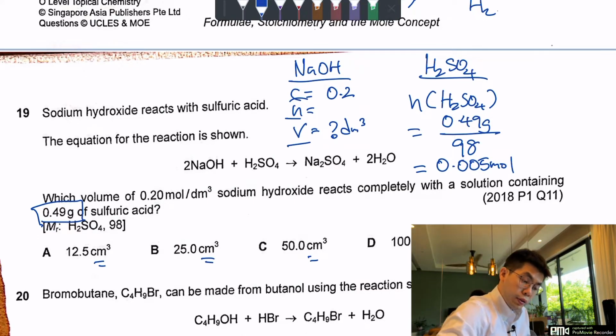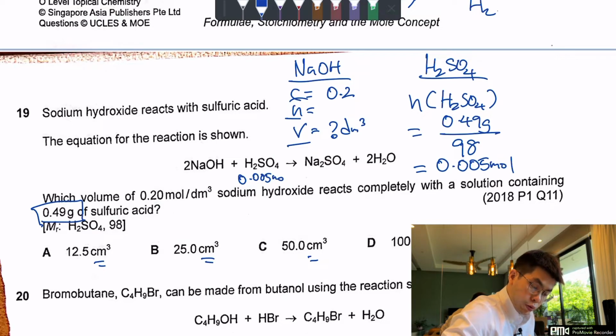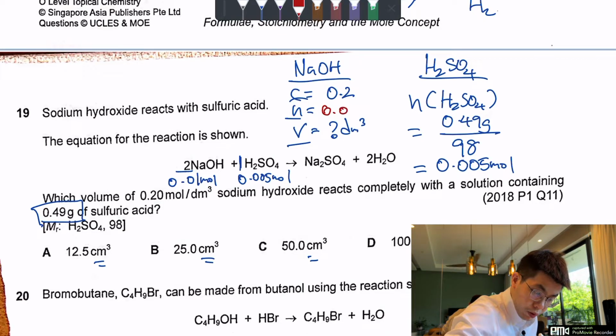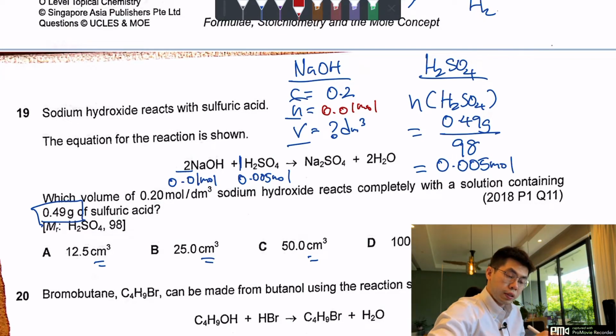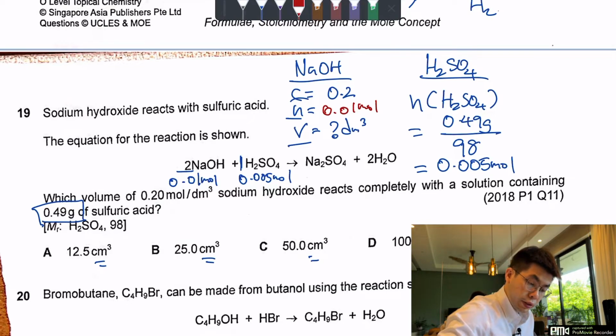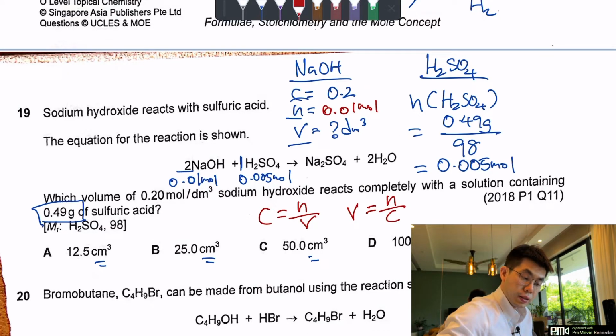Now I know that this is 0.005 moles. I know that the ratio is 2:1. So if it's 0.005 moles, that is 1, the 2 would be 0.01 mole. So I can fill this one up, 0.01 mole. Now you got the usual C equals to N over V format. I want to find V, so V is equals to N over C. So V equals to N over C is 0.01 divided by 0.2.